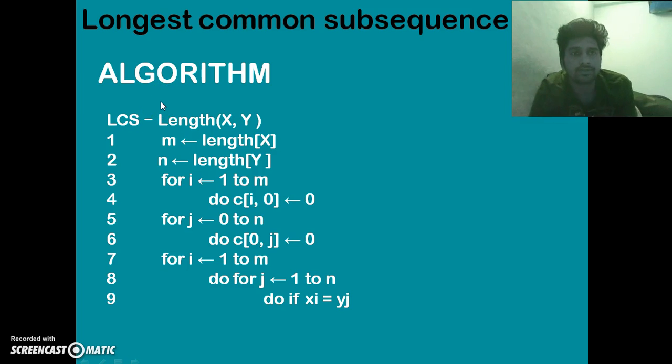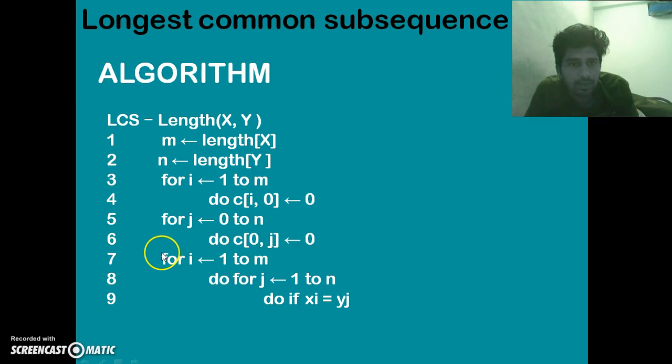Now we are understanding the algorithm of longest common subsequence, LCS length of x, y. The length of x is denoted by m and the length of y is denoted by n. For the value of i from 1 to m, we are assigning 0 to c of i, 0. And for j from 0 to n, we are assigning 0 to c of 0, j.